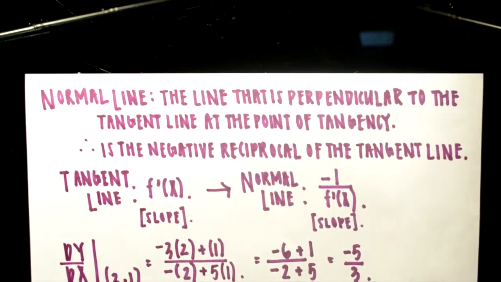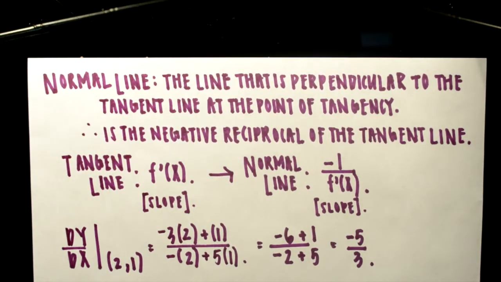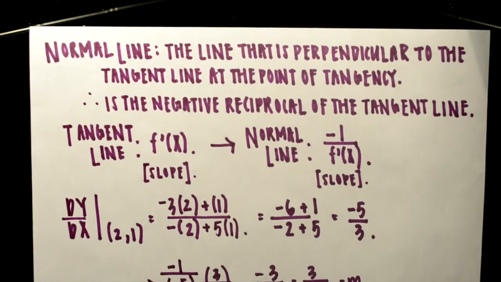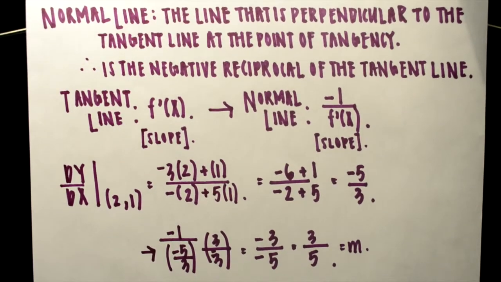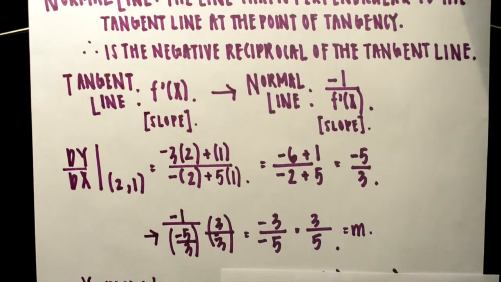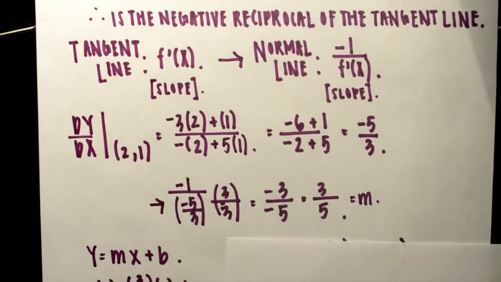Here we're just evaluating dy over dx, also known as f prime of x, also known as the slope of the tangent line at 2, 1, by plugging in 2 for x and 1 for y. Now we plug our value into our equation for the normal line, which is negative 1 over f prime of x, so negative 1 over negative 5 over 3.